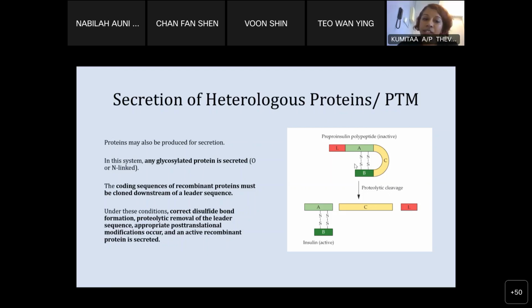So if there is proper disulfide bond formation, you actually get removal of the leader sequence. You see your A being bonded to your B, and then everything else is cleaved out. What you have left is your active recombinant protein, which is secreted. So what's important is you have your leader sequence here and proper disulfide bond formation.